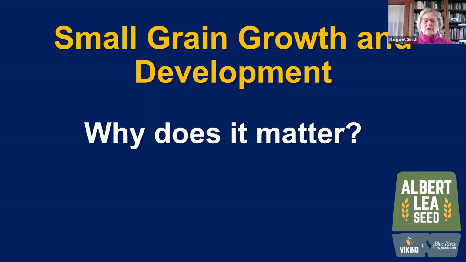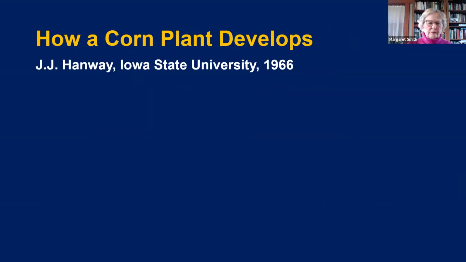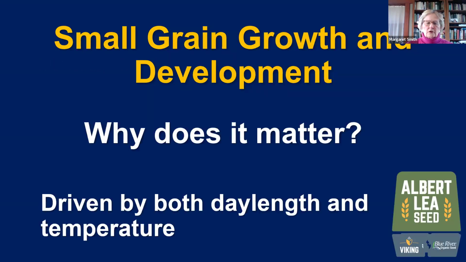So why does it matter that you know how spring grains grow and develop? Just like with our other crops, well, more so than with some other crops, we know that temperature is important in all crop growth, and day length is more or less important. With corn, day length is less important. For soybeans, it is, and certainly for small grains, they are long day plants. So the development is driven by both day length and temperature.